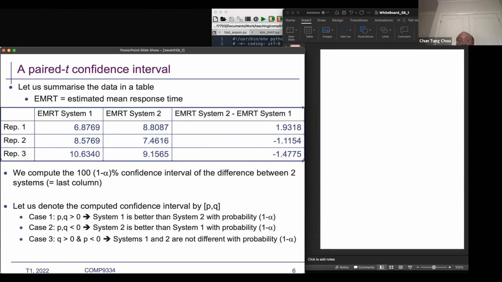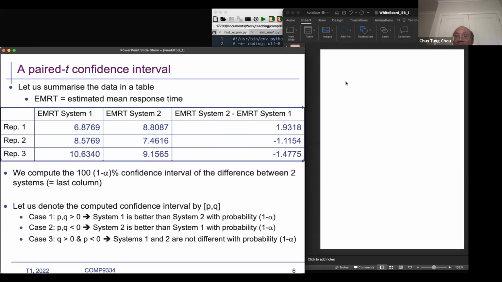Now, what it means is we have three cases. The first case is the entire confidence interval, P and Q, both upper and lower limits, are positive. The other possibility is both P and Q are negative. The third possibility is P is negative and Q is positive. These are the only three possibilities. Now, you may ask, don't you have one possibility that P is positive, but Q is negative? No, because for a confidence interval, you always have the upper limit greater than the lower limit. So these are the only three possibilities.